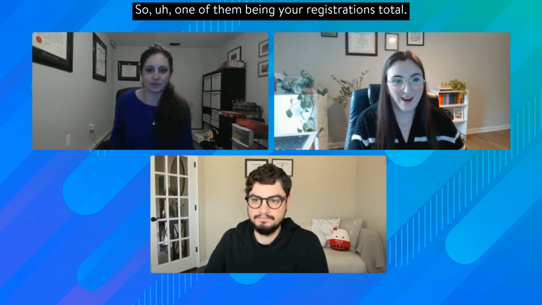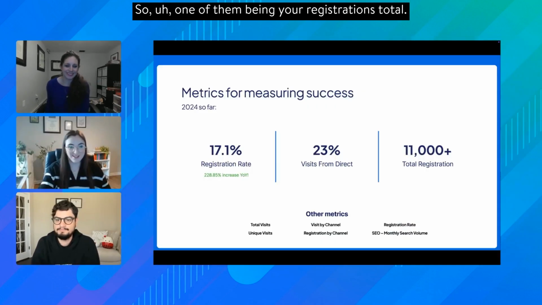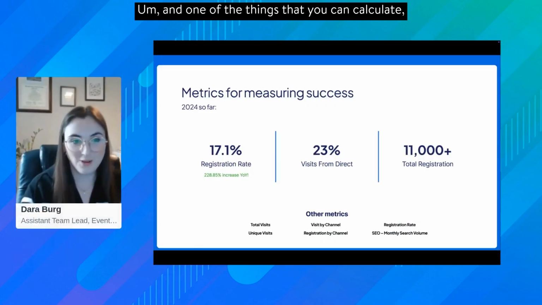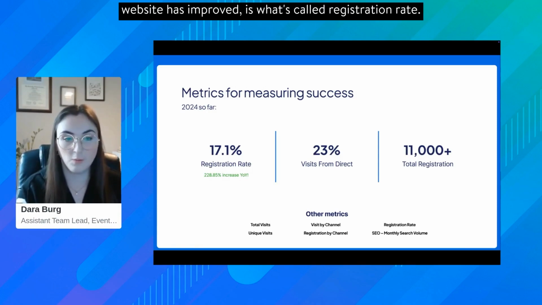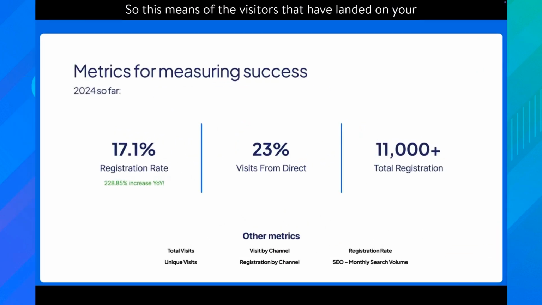Yeah, so there's a few. Some of them are obvious. So one of them being your registrations total. And one of the things that you can calculate, and we calculate this year over year to see how our website has improved, is what's called registration rate. So this means of the visitors that have landed on your page, how many have then gone and registered.